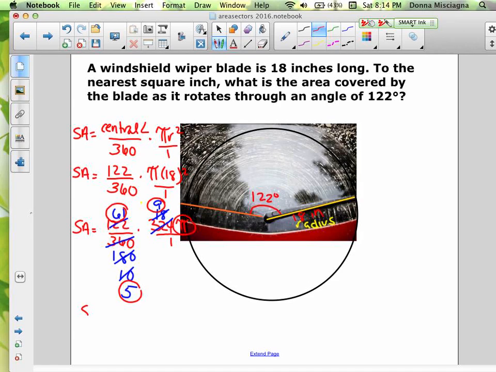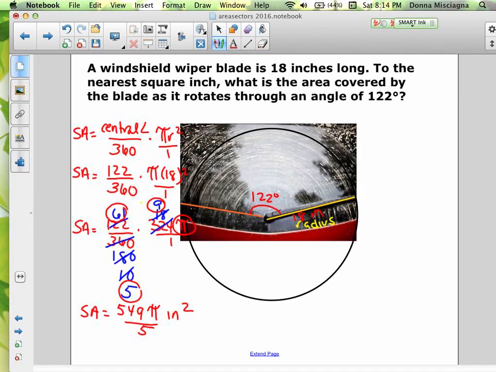All right, so the sector area is equal to 61 times 9. Well, 60 times 9 would be 540 because 6 times 9 is 54. So add one more 9 in, so 549 pi over 5, and this is inches squared. And there we go. That's my last problem.